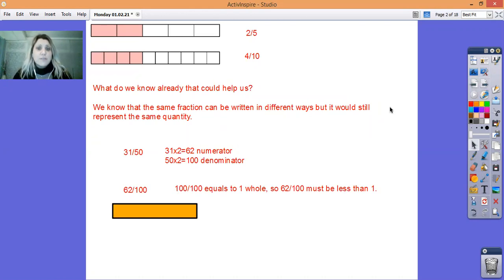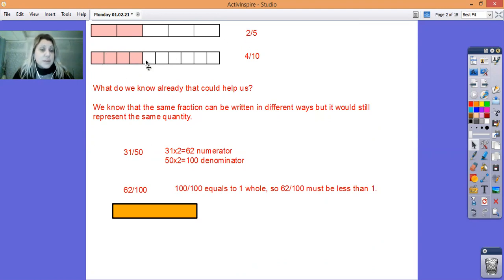We know already that fractions can be written in different ways but still represent the same quantity. So here, for example, we have 2/5. As you can see, we've got 1, 2, 3, 4, 5 parts, and that's our denominator. And then 2 parts are the ones that we're actually considering. So we have 2 that are shaded and colored in. So we have 2/5, and 2 represents our numerator.